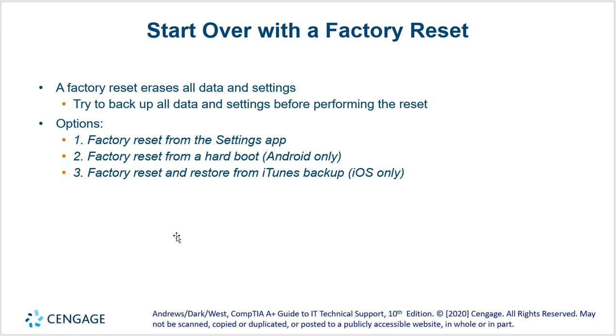All right, so starting over with the factory reset. A factory reset erases all data and settings. So you may want to back up all your data first. You can factory reset from the settings app. You can factory reset from a hard boot, that's in Android. Or you can factory reset and restore from iTunes.